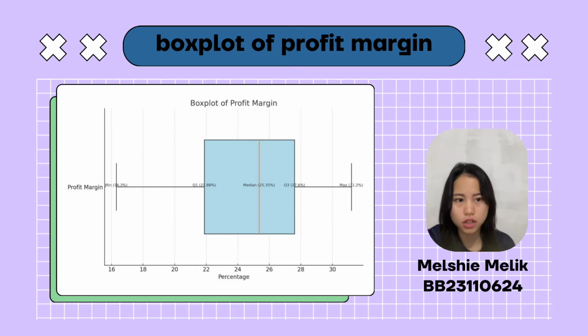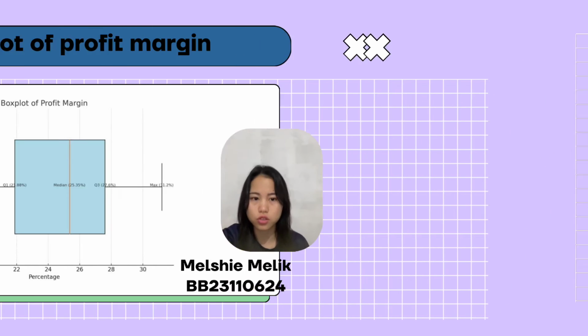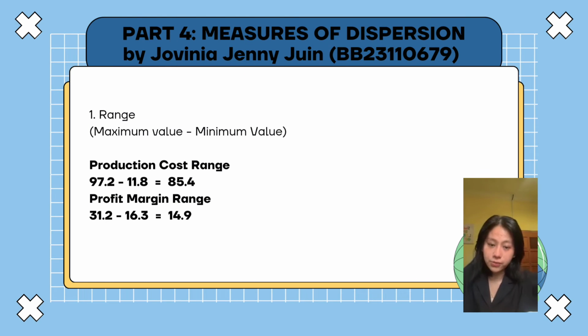The profit margin is centered around 25.35%, with most values falling between 21.88% and 27.6%. The distribution appears to be relatively symmetric, as the median is near the center of the box. There is no extreme variability in profit margin, as the whiskers are not overly long, because most values are pretty close to each other. Continue to part 4, which is measures of dispersion.